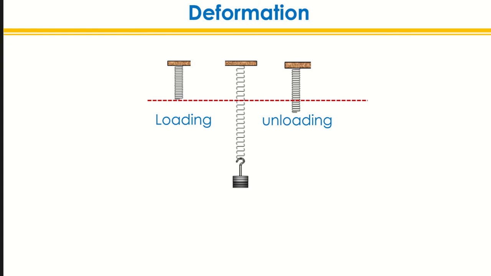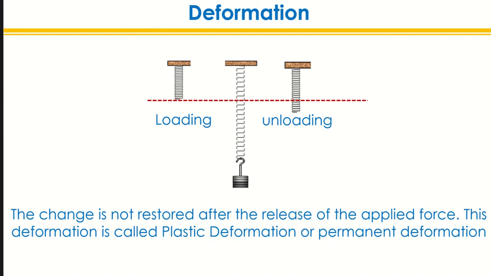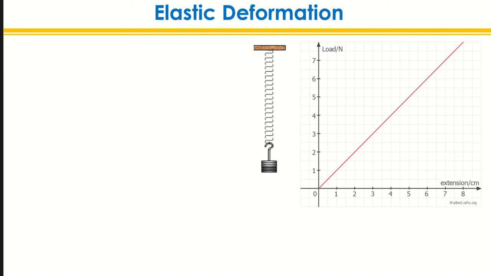Hello, let's talk about the deformation which is not temporary. You can see a spring has been loaded with a load, and after the removal, the spring is not restored to its original length. This means the change is now permanent, and this kind of change or deformation is called plastic deformation. So removing the load is not able to restore the object or the material which is under the test.